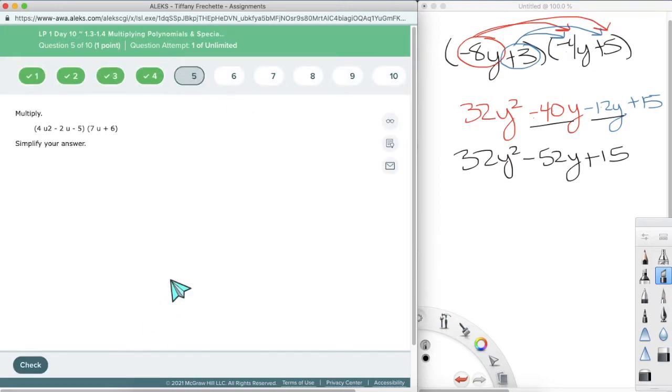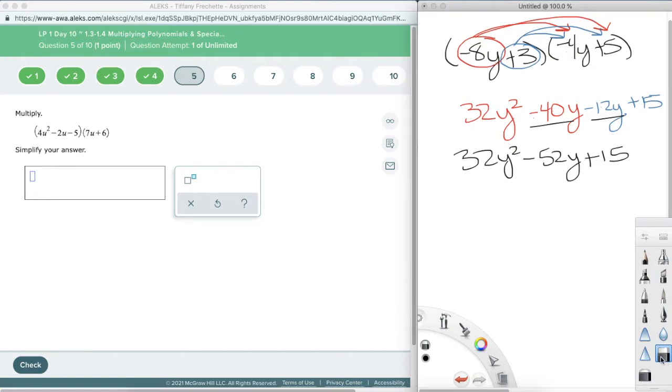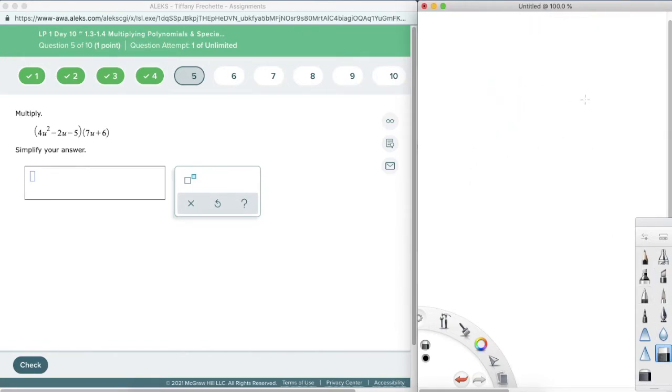Okay, so now we've gotten to the point where they're expanding it a little bit. So this is where FOIL would stop working. I was using FOIL, but I just wasn't actually saying first, outside, inside, last, but it actually worked out the same way. But now FOIL wouldn't work if you were using that before. Now we have to use something along the lines of what I was doing where I was tracking it.